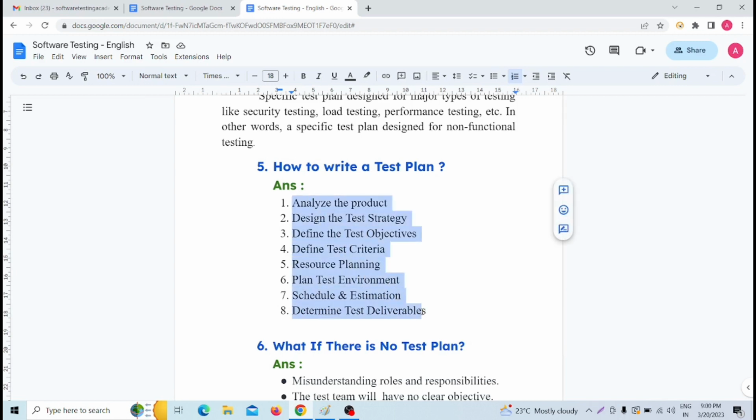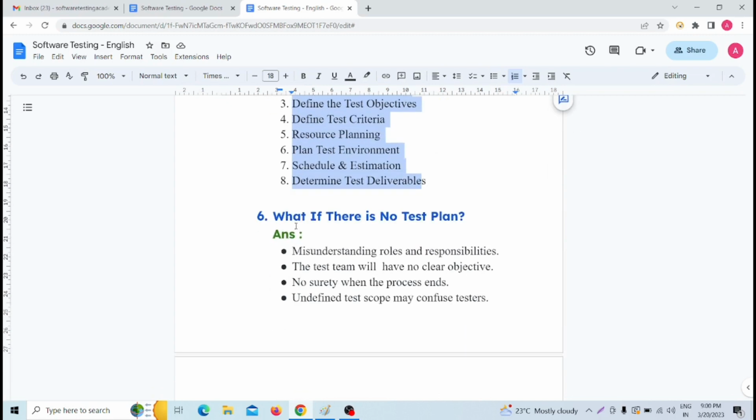Now the next point is: what if there is no test plan? That means if we are not following any kind of test plan, then what should happen? This is one most important interview question. Sometimes the interviewer can ask you that if we're not following any kind of test plan, what problems can we face?